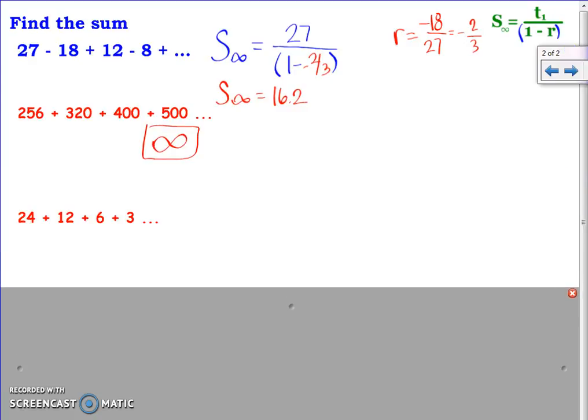Okay, this one. We're going to use the formula on this one? Yes. Okay, numbers are getting smaller. So we put our first term up here, and then 1 minus, what's the common ratio? 1/2. We take 12 divided by 24, and what do we get? 48, I believe. Questions?